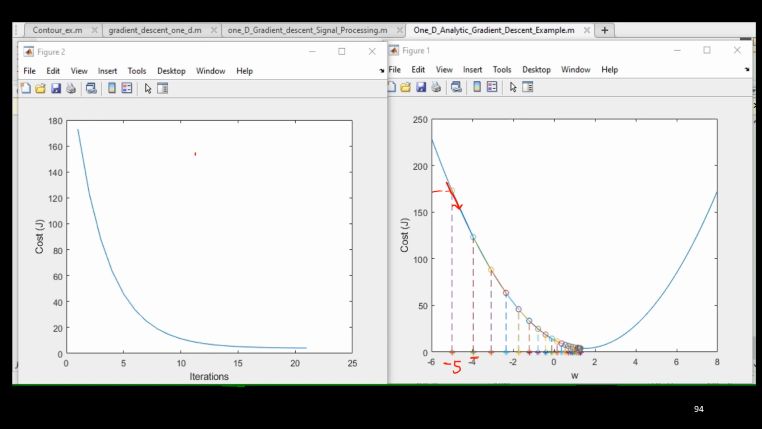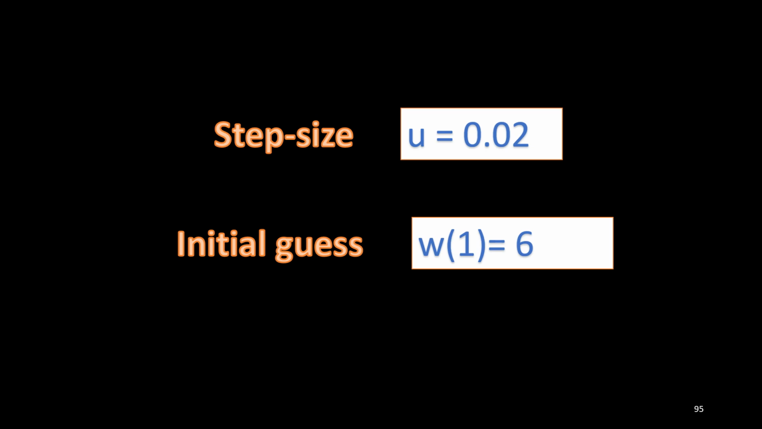So this is for the step size 0.02. You see this, it is too small. It is taking too many steps to reach the optimal point for this simple problem. So it is reducing gradually. Now we'll increase. Okay, we'll consider one more case.